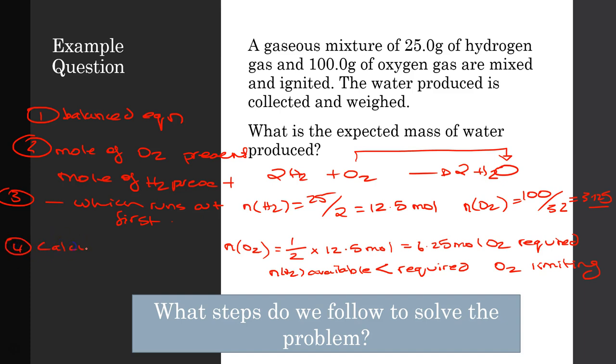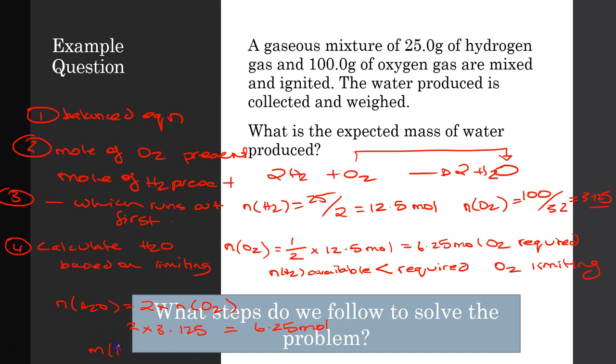So I can calculate the amount of water based on the number of mole of the limiting reagent, which is my oxygen. So now the number of mole of water is going to equal 2 times the number of mole of oxygen from my equation. I know that the number of mole of oxygen I have is 3.125. So it's going to be 2 times 3.125, which is going to be 6.25 mole. That's how much water I will produce.